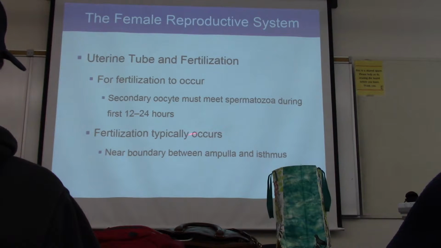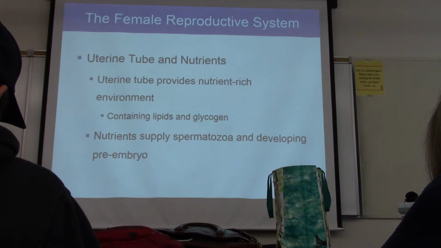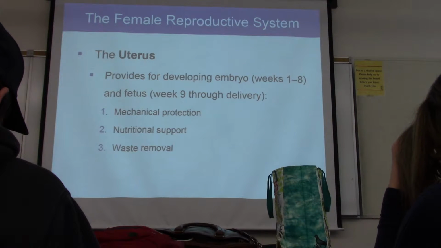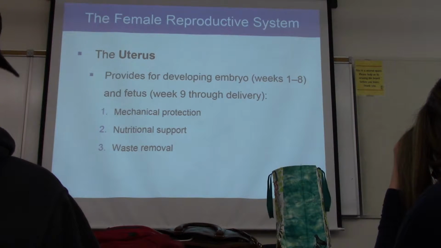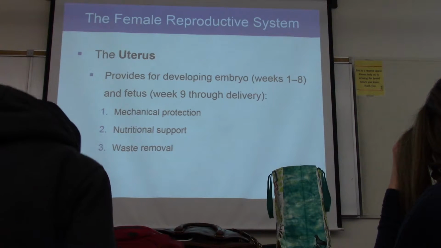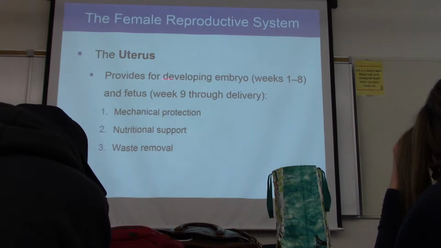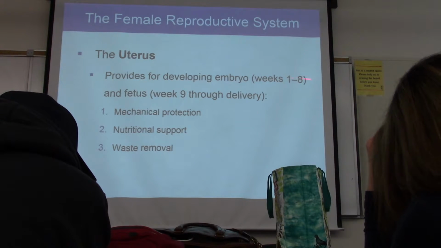Here you go. Fertilization normally occurs halfway down the tube. Lots of good nutrition going on in here, which is important to both cells. And then we get down into the uterus. So here you've got this fertilized egg that has already been dividing a few times, so it's getting to be a little cluster of cells, and it gets down into the uterus. And the uterus is going to protect it and develop the embryo for 8 weeks.